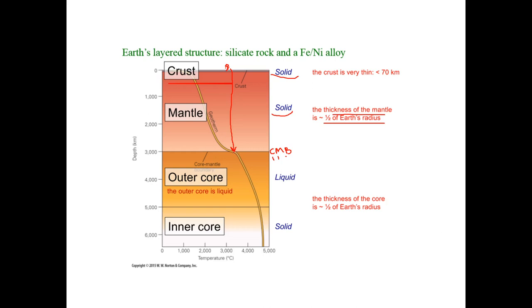Outer core. So once you get to the core mantle boundary, you're going to start swimming in red hot 4,000 degree liquid iron. Okay, so you're going to go through that.